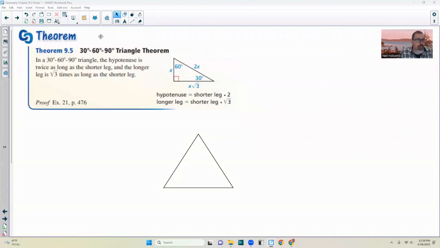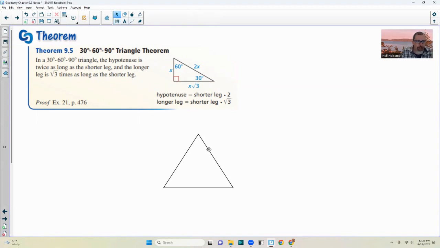Okay, here's the 5th theorem in chapter 9, and it is the 30-degree, 60-degree, 90-degree special right triangle theorem. In a 30, 60, 90 triangle, the hypotenuse is twice as long as the shorter leg, and the longer leg is square root 3 times as long as the shorter leg. So there it is. Where does that come from?